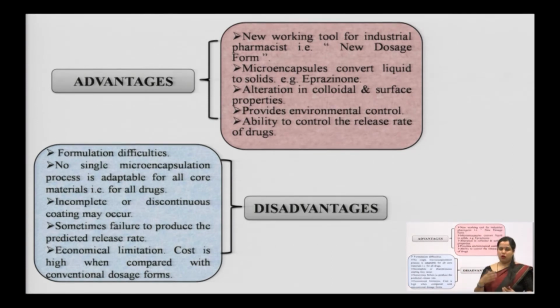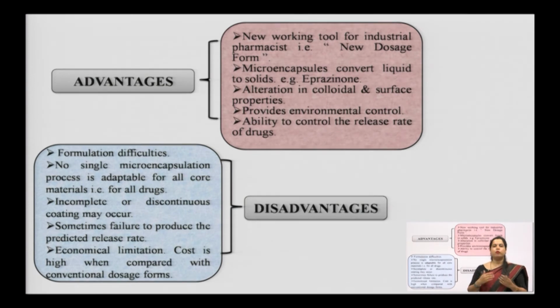Apart from this, every system has pros as well as cons. So, we will next move on to the disadvantages of the system. Basically, we have considered all the fundamental parameters and factors during the manufacturing, but after that also we can face some formulation difficulties. No single microencapsulation process is adaptable for all core materials, that means for all drugs. Core material here is the type of drug which we are using; not a single process has been established for all types of core materials.